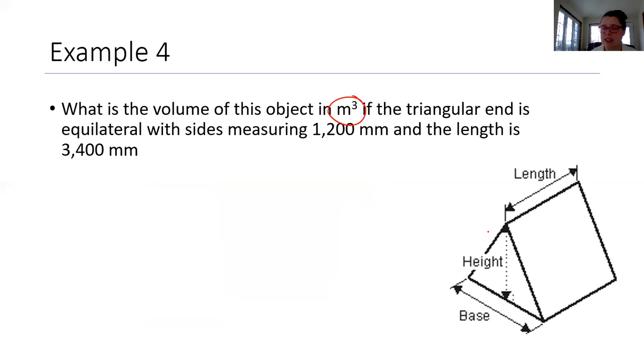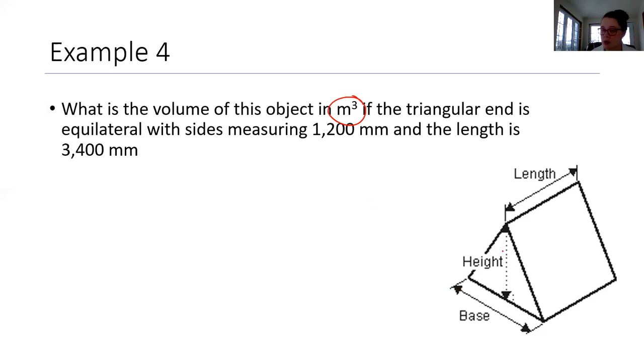Now this is a question that's taken exactly from SAM, and because of that, I want you to pay close attention to how we solve it. If the triangular end is equilateral, that means all the sides are the same, measuring 1,200 millimeters, and the length is 3,400 millimeters. So we're looking for the volume in cubic meters.